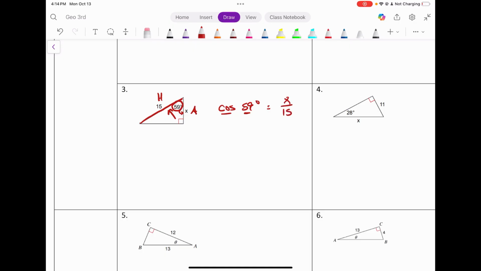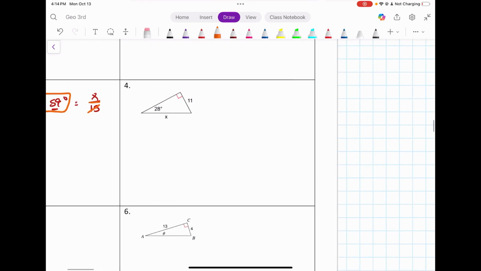Now it's a simple one-step problem. To figure out what x is, we simply mark out our 15. Since it's being divided, we move it to the other side by multiplying. Once we type in 15 times the cosine of 59, that'll tell us what our answer is.